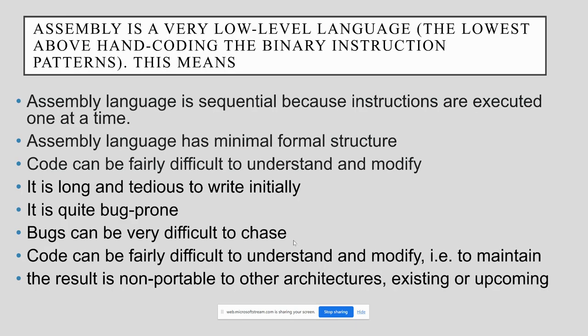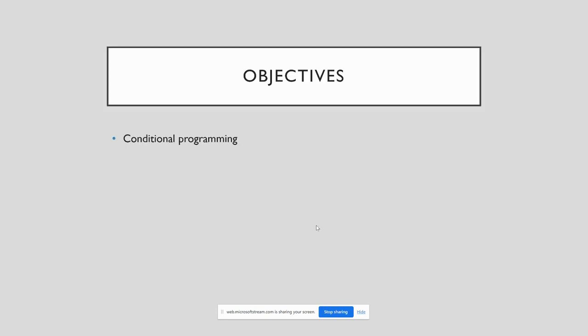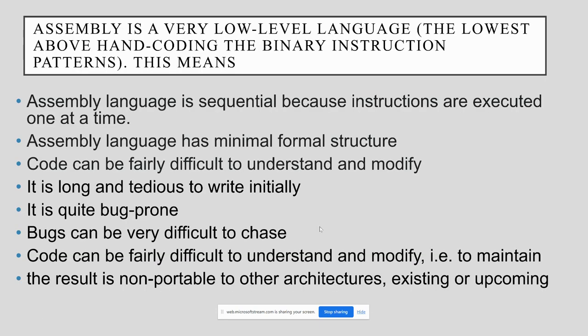Now assembly is a very low-level language, the lowest above hand coding the binary instructions pattern. This means assembly language is sequential because instructions are executed one at a time. Assembly language has minimal formal structure. Code can be fairly difficult to understand and modify. It is long and tedious to write. It's quite bug prone. Bugs can be very difficult to chase.